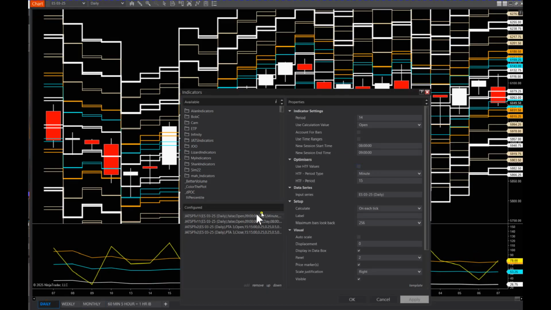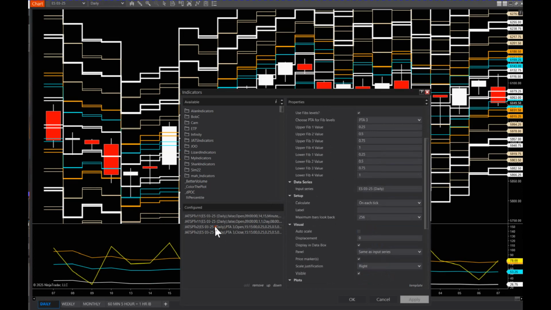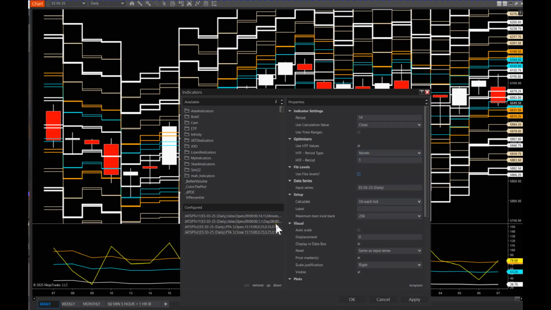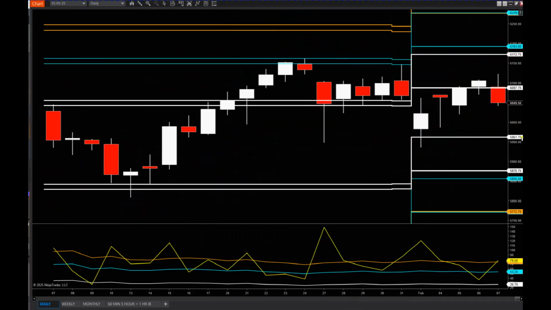So we can change this from a daily to a month, and this to a month. And I won't need the fibs because it's a monthly distribution and we're not outside the month yet. So there we go.